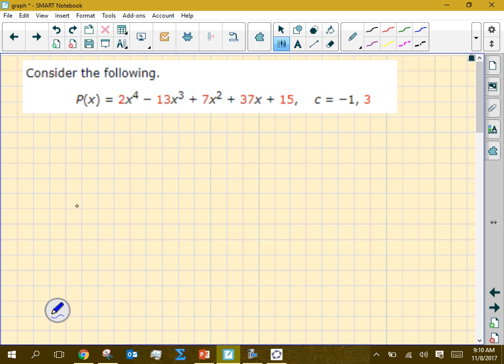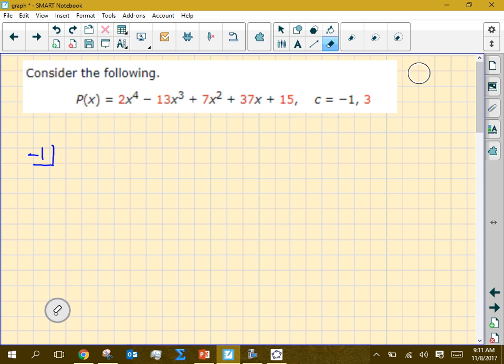So the first thing we do is we're going to take one of these C values, and remember C is always what goes in your box when we do synthetic division. So here, -1. Other ways that they might ask this is, instead of saying C, they might say, check to see if x plus 1 is a factor. Then you have to determine the C to be -1. Does that make sense, everybody?